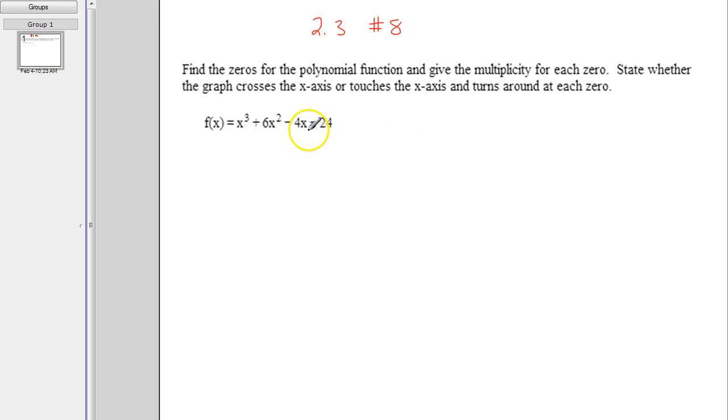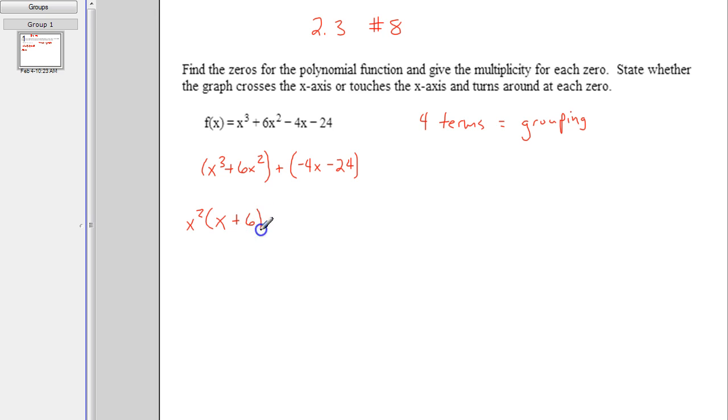The first thing you should notice is we have 4 terms, and with 4 terms, we try grouping first. A term, again, just means it's separated by addition. So 1, 2, 3, 4 terms. I'm going to group the x cubed and the 6x squared together, and then plus the next group, the negative 4x and the minus 24 together. Here the GCF is x squared, so I'll pull out an x squared. When you pull out the GCF, you're dividing. So x cubed divided by x squared is just x. 6x squared divided by x squared is just 6.